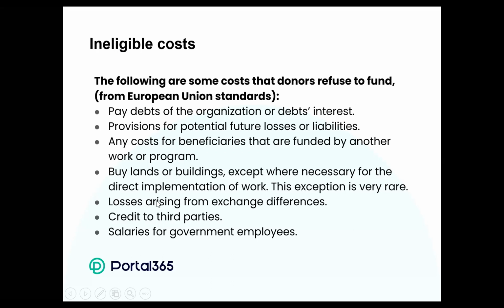Also, losses arising from exchange differences, credit to third parties, or salaries for government employees or staff are ineligible. Usually the donor refuses to pay the salaries of government staff, because the donor says, we don't bring our funding to support the government, the government should cover their own costs, but we are trying to cover the things that directly affect the beneficiaries. And of course, they will support the NGOs because they are the implementing partner. So this is something that you need to keep in mind.